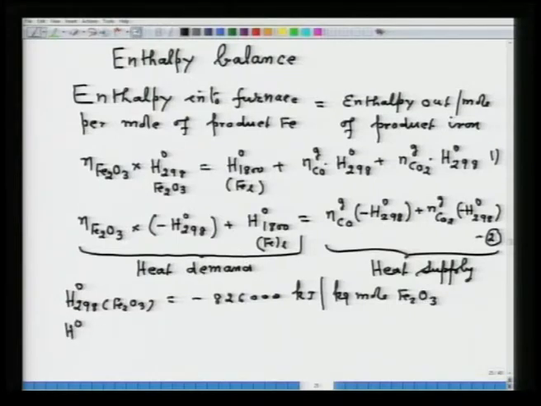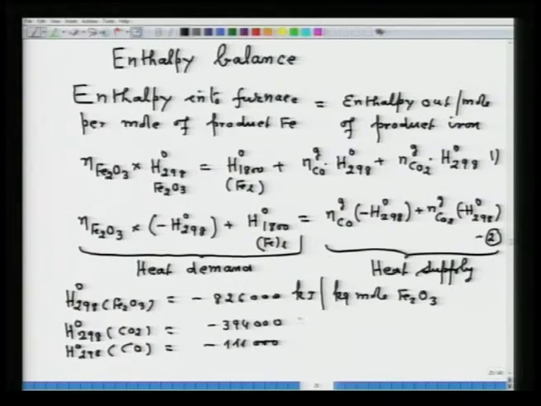Similarly, H naught 298, and similarly H naught 298, this is for CO2, this is for CO. So, for CO2 that is equal to minus 394,000, for CO it is minus 111,000 kilojoule per kg mole CO2, and here it is kilojoule per kg mole CO, and similarly we have to calculate H naught 1800 for iron liquid.